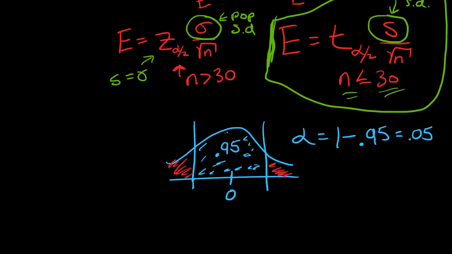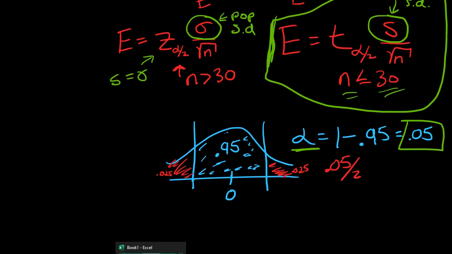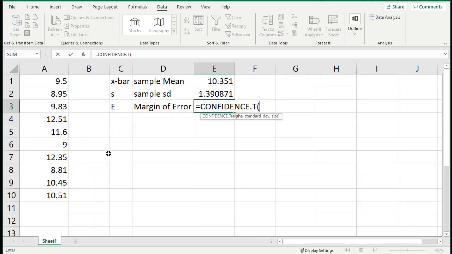How much does each tail have? Because this is a symmetric distribution, half of it needs to be on the left and half on the right. So we would take 0.05 and divide it by 2, and find that 0.025 is on the right and 0.025 is on the left. Really I didn't need to do that calculation, because all Excel is asking is what is alpha, and alpha is always going to be 1 minus your confidence level. So 0.05. Let me go back to Excel.